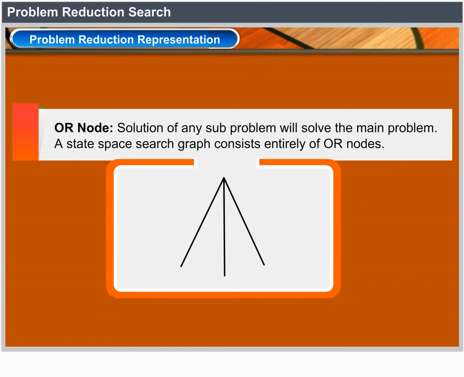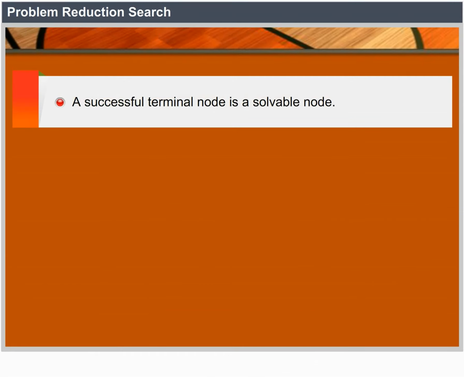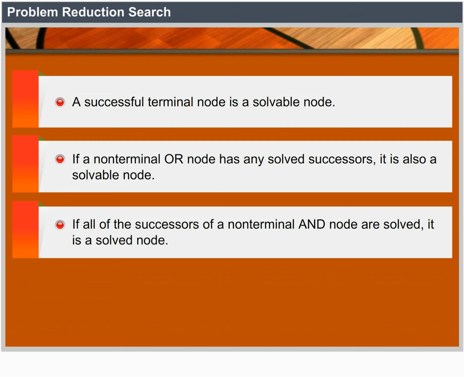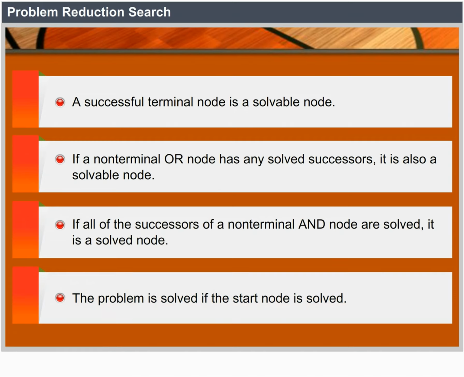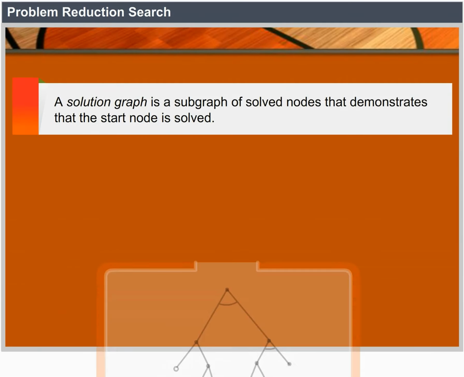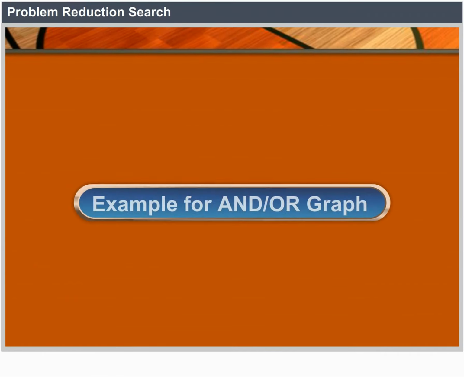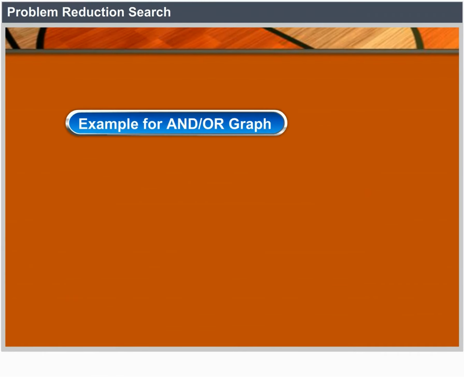A successful terminal node is a solvable node. If a non-terminal OR node has any solved successors, it is also a solvable node. If all the successors of a non-terminal AND node are solved, it is a solved node. The problem is solved if the start node is solved. A solution graph is a subgraph of solved nodes that demonstrates that the start node is solved. An example of an AND/OR graph is given here.